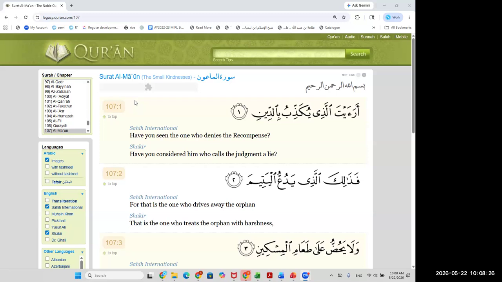A small tweak needed. You said the fi'l is رأيت, but actually the hamza is not part of the verb. It is the حرف الاستفهام. Good, good.